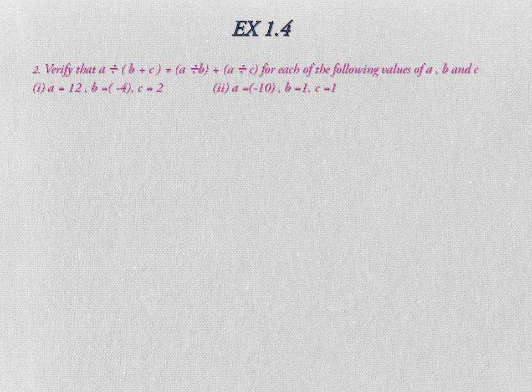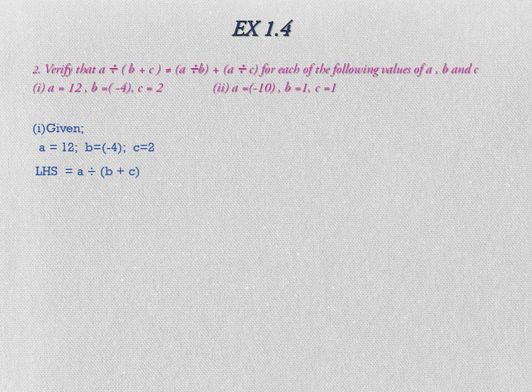LHS of this question is A divided by (B plus C) and RHS is A divided by B plus A divided by C. We have to verify that they are not equal, because you know that distributive property of division over addition or subtraction is not possible in integers. Therefore, we have to verify it as LHS not equal to RHS. Given A is equal to 12, B equal to negative 4 and C is equal to 2. You just substitute these values in LHS.